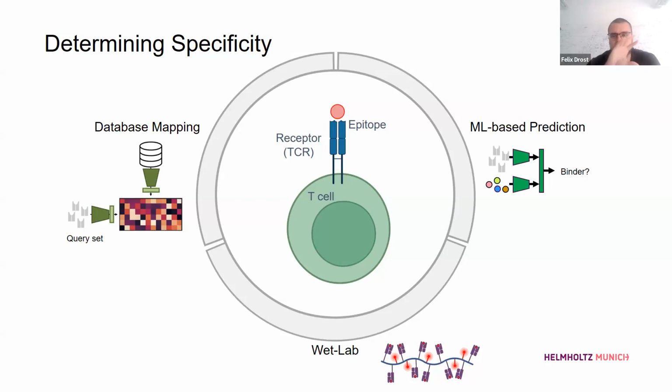The model I will present here goes in this direction of machine learning-based prediction, but we don't present a generalized model that works on all epitopes. Rather, we focus on what happens if there are mutations within the epitope.